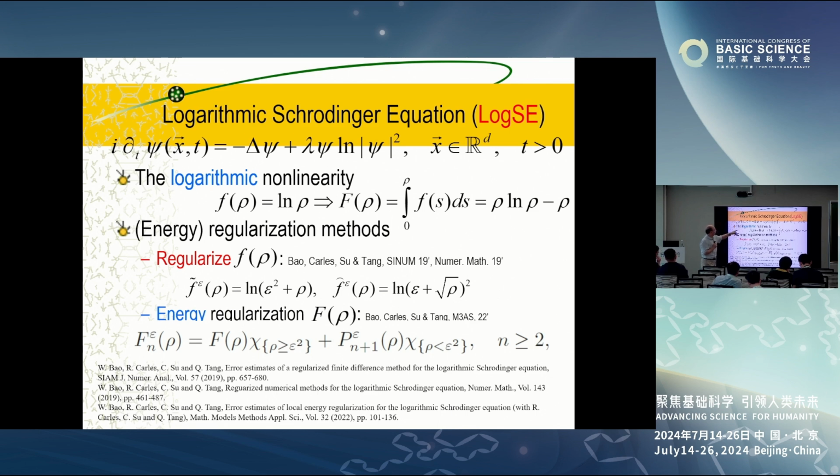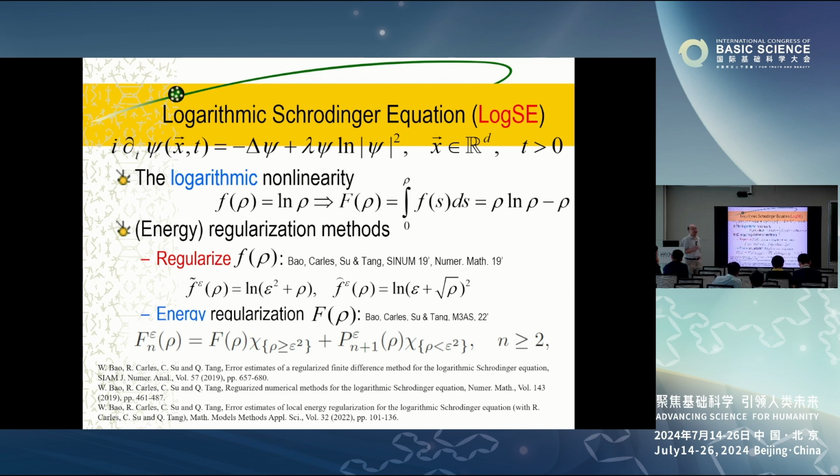Okay, here of course there's a log nonlinearity, f(rho) = log rho. When rho goes to 0, log rho goes to minus infinity, which is an unbounded singularity. From this f(rho), we can define the capital F(rho), which is the integration of this one. This one will appear in the energy functional. Then let's solve this one, given the singularity of f(rho).